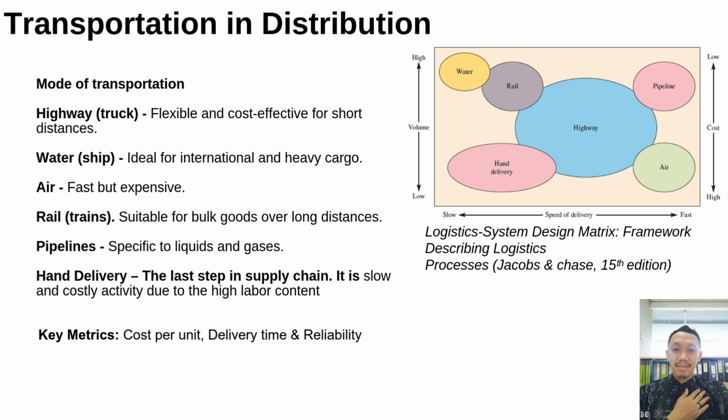Rail, trains. This is a fairly low-cost alternative, but transit times can be long and may be subject to variability. The suitability of rail can vary depending on the rail infrastructure. Pipelines. This is highly specialized and limited to liquids, gases, and solids in slurry forms. Hand delivery. This is the last step in many supply chains. Getting the product in the customer's hand is often a slow and costly activity due to the high labor content.